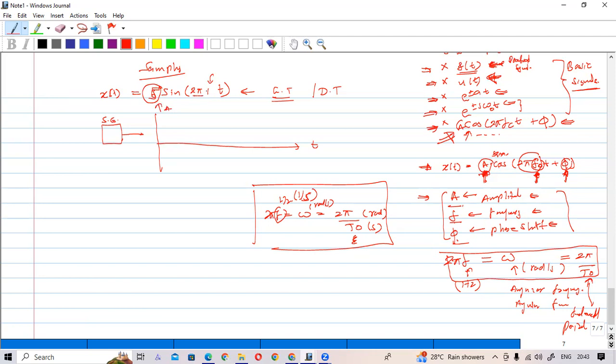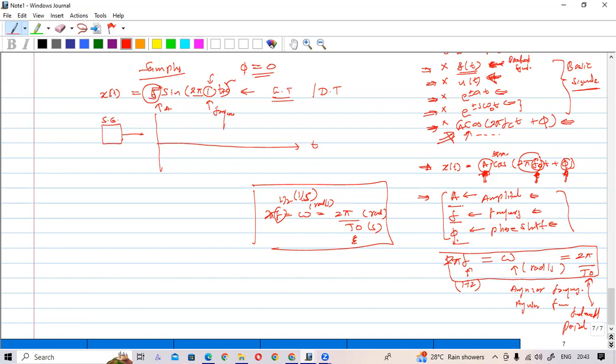And this is 2.5, and this 1 is the frequency. This is the frequency. And here the phi is not there, it is 0. So there is no phase shift. The phi is 0. The phase shift is 0.